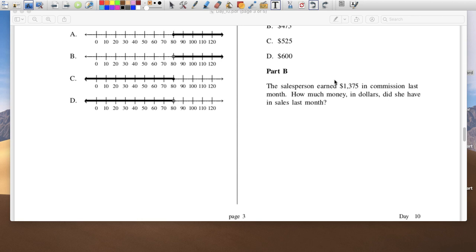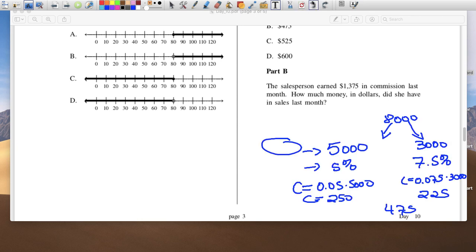If I calculate it at 5%, no. Hang on a second. So I know, oh, I see. So I can use the answer. I know that on $5,000 in sales, she's going to make 250 in commission, right? So 5,000 in sales, commission is 250, and this is at 0.05, right?